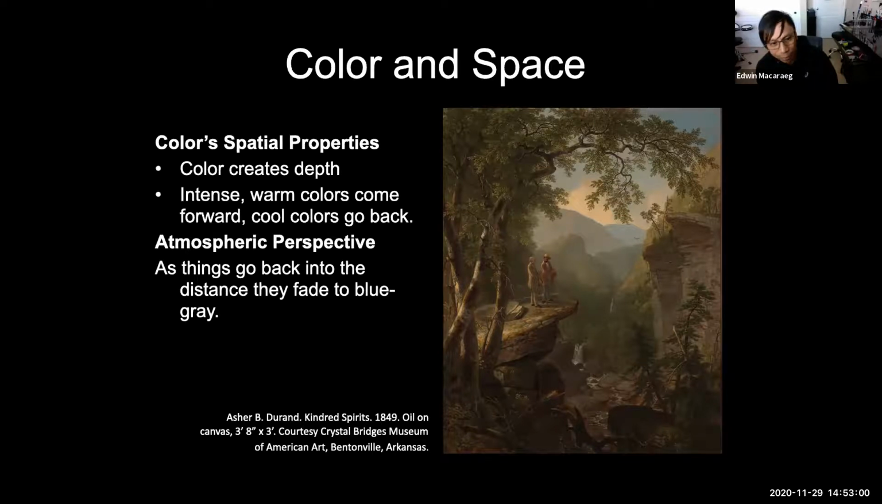And so we are looking at this one here, this painting by Asher Durand, Kindred Spirits, 1849. The greens and browns are very intense, the ones that are closer to us, while the colors start to fade as they get further into the distance. And that's what atmospheric perspective is all about.